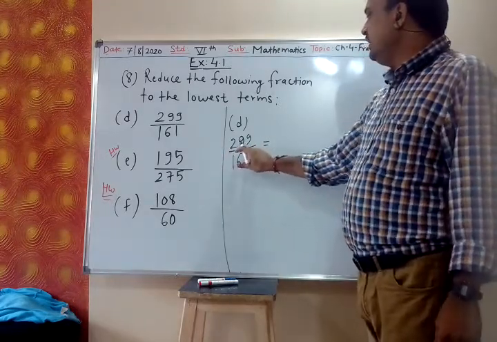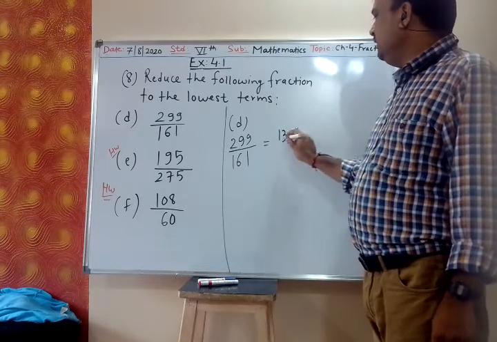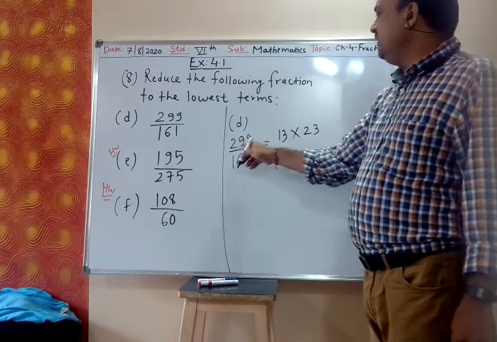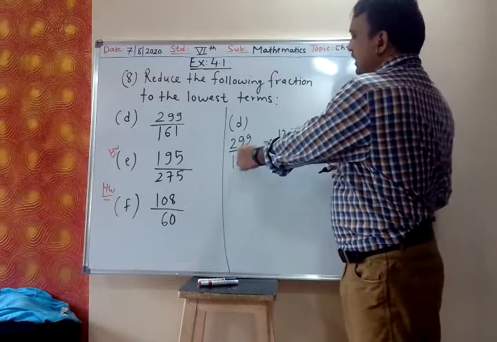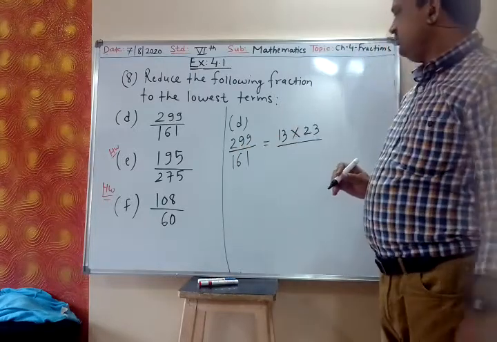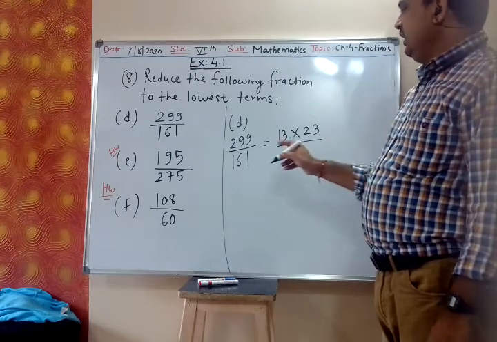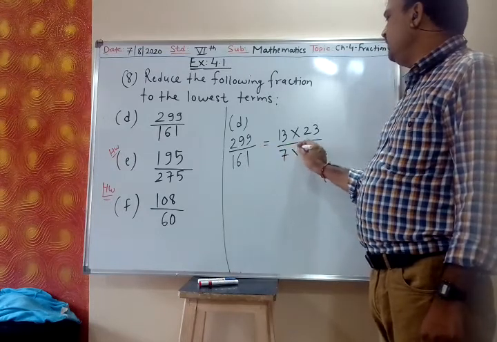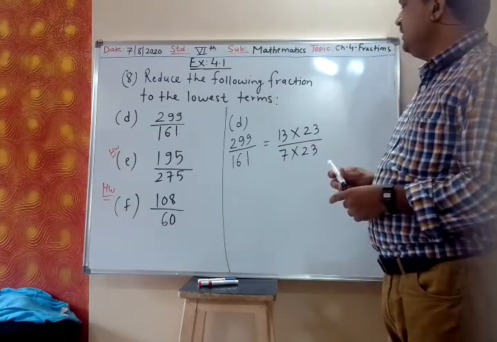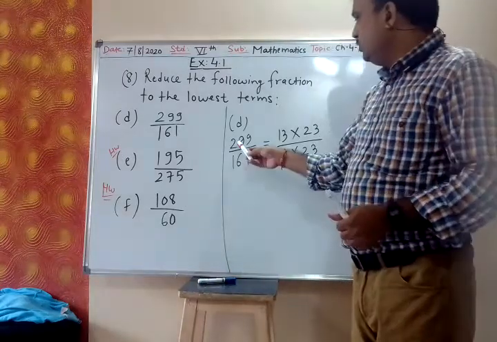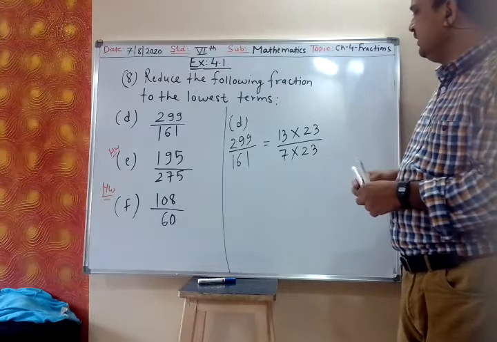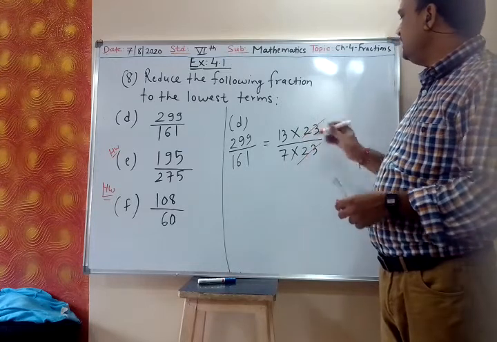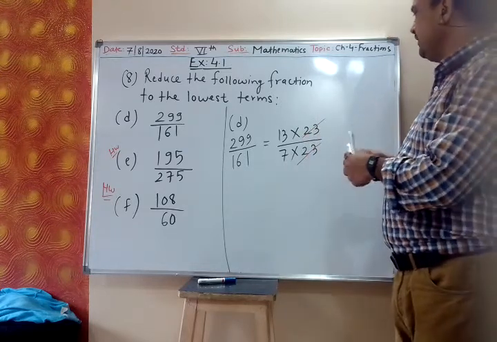299 I can write as 13 into 23, and 161 I can write as 7 into 23. 23 gets cancelled, and that is 13 upon 7.